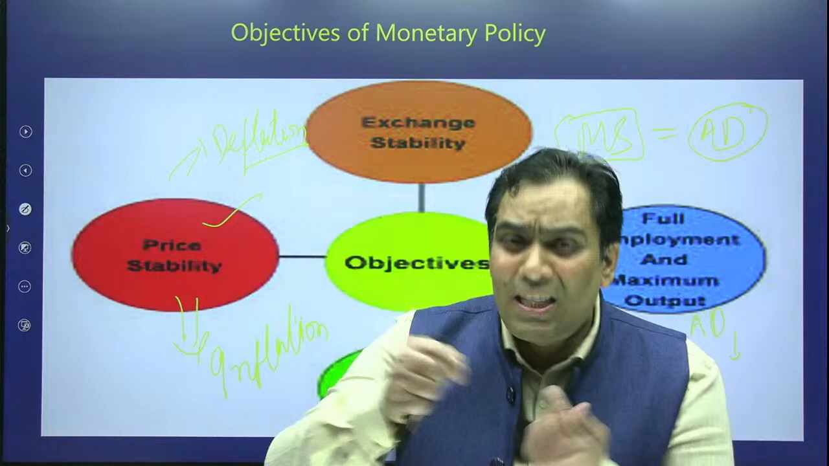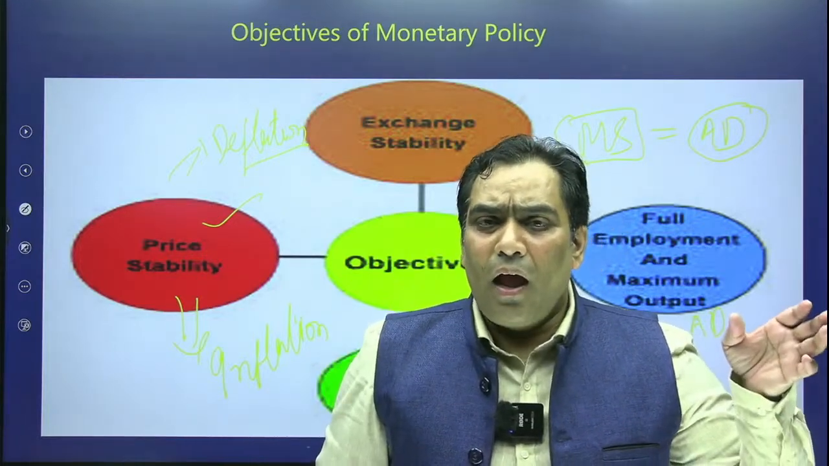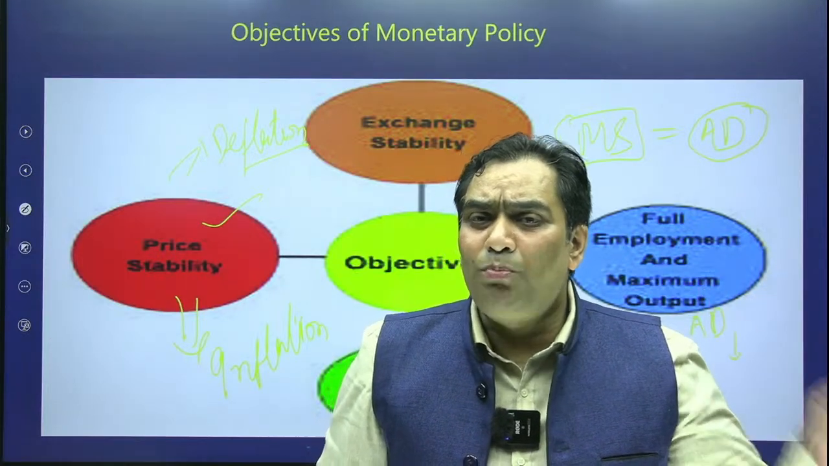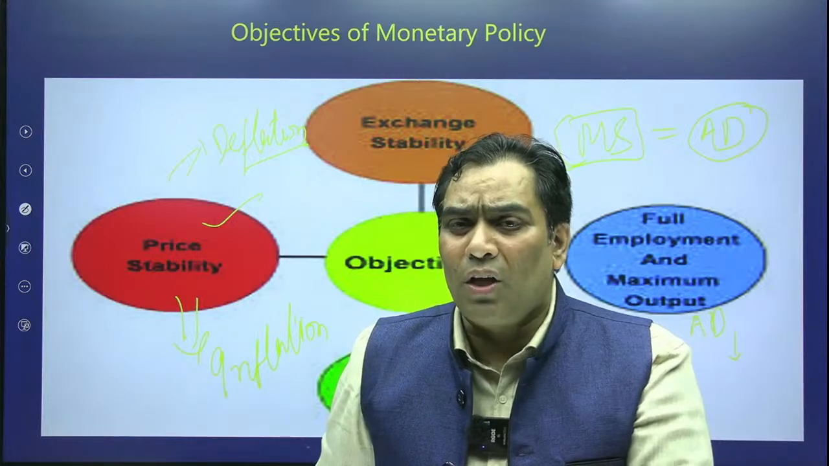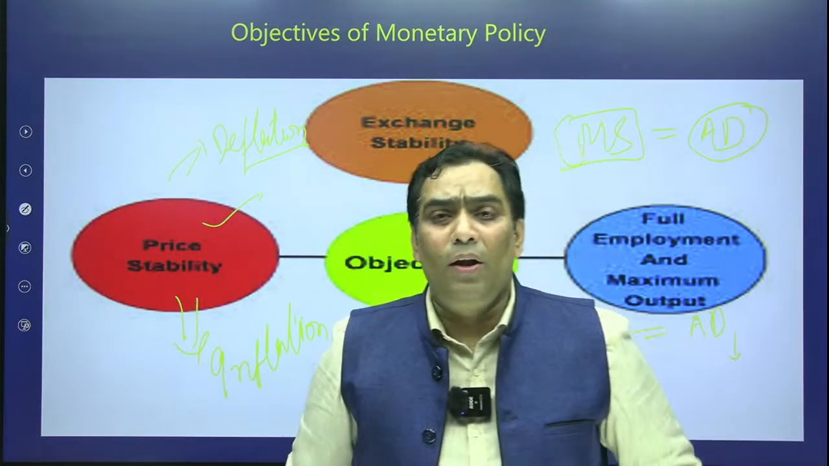But that is the secondary objective. If there is any conflict between the objective of maintaining price stability and the objective of having economic growth in the economy, then RBI will definitely go for controlling inflation.